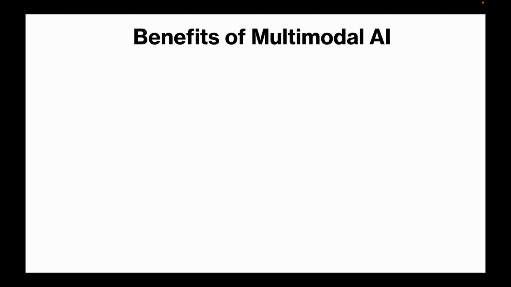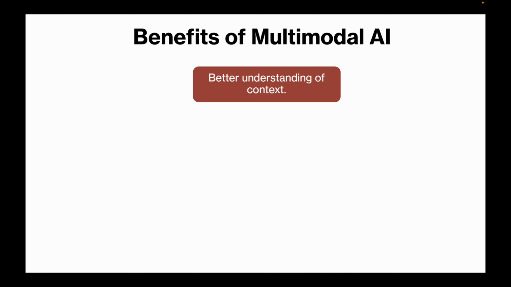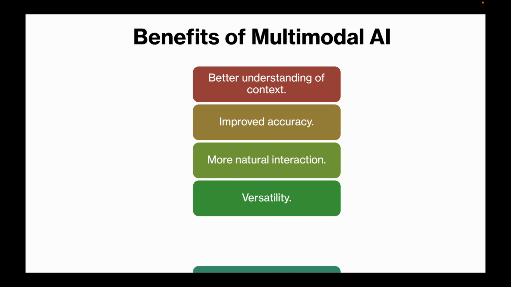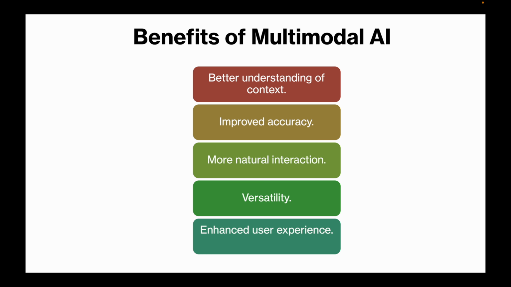Benefits of multimodal AI. Multimodal AI offers several advantages. Better understanding of context. By combining multiple sources of information, the system can interpret meaning more accurately. Improved accuracy. It reduces ambiguity by using multiple inputs. More natural interaction. It enables human-like communication. Versatility. It works across different types of tasks. Enhanced user experience. It provides richer and more meaningful outputs.